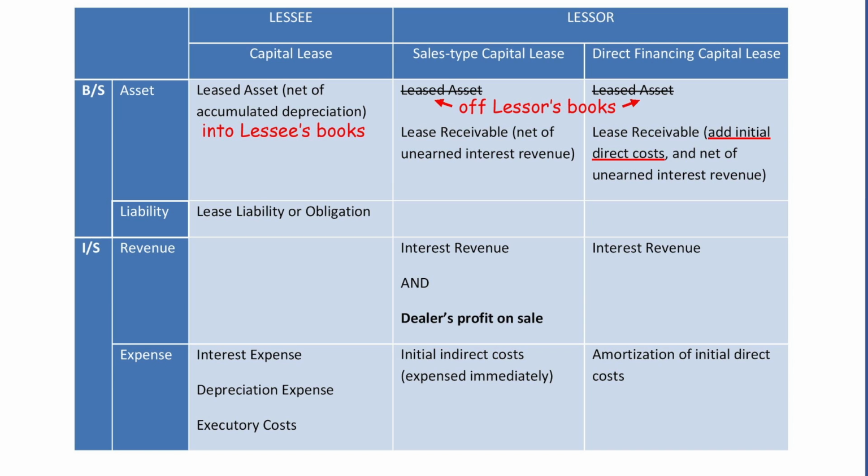Now looking at the income statement. So for lessor, in a sales type lease, there are two profits, two income. Interest income, highlight, and dealer's profit on sale. In a direct financing lease, the lessor only has interest income. Now for the lessee, it's interest expense, it's depreciation expense, and any executory costs like repairs and maintenance, taxes, insurance, etc. Now looking at the initial direct costs for lessor, in a sales type lease, underline initial direct costs expensed immediately. And for a direct financing lease, underline amortization of initial direct costs.